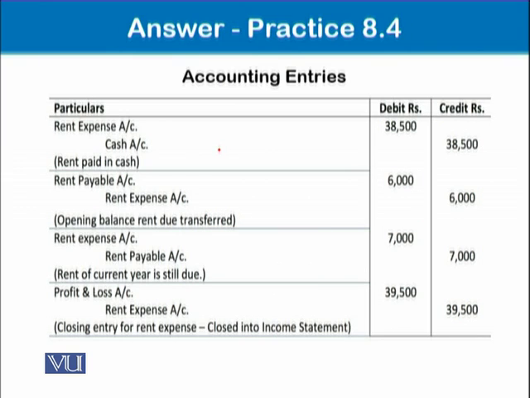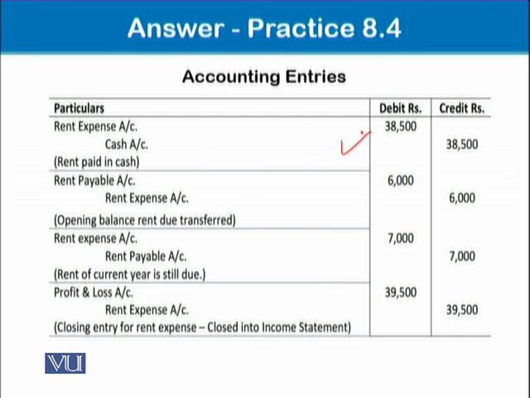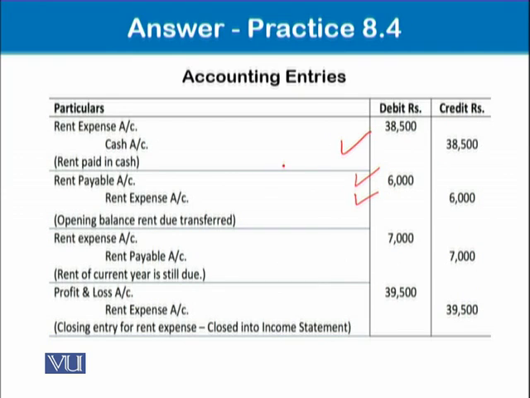Accounting entries. So the accounting entries are simple: rent expense is debit and cash is credit, simple. And then what we do, as we see that we have to transfer the opening balance in the rent expense account, for that rent expense account is debited and rent payable account is debited. We have also seen this arrow over here. And then rent expense debit and payable credit. This is the amount of expense belonging to the current year but not yet paid.